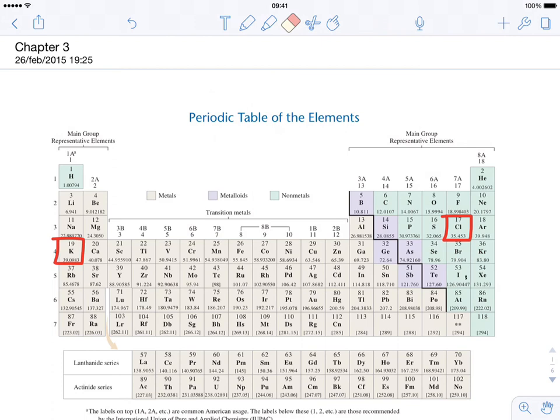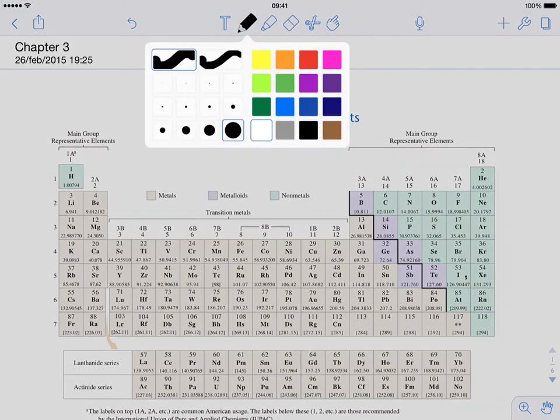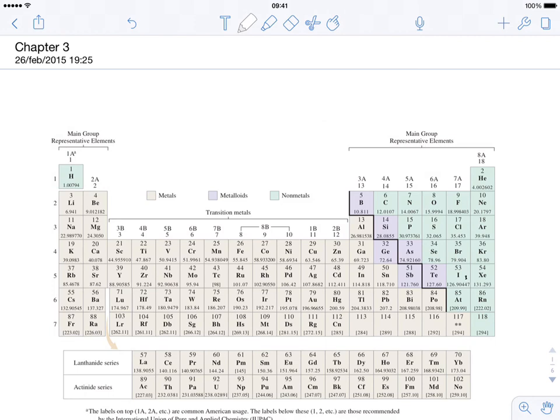Let me erase this, and I'll write silver. Actually, this might be a little bit easier to see if I do this. Let's get rid of that. Okay, silver nitrate.